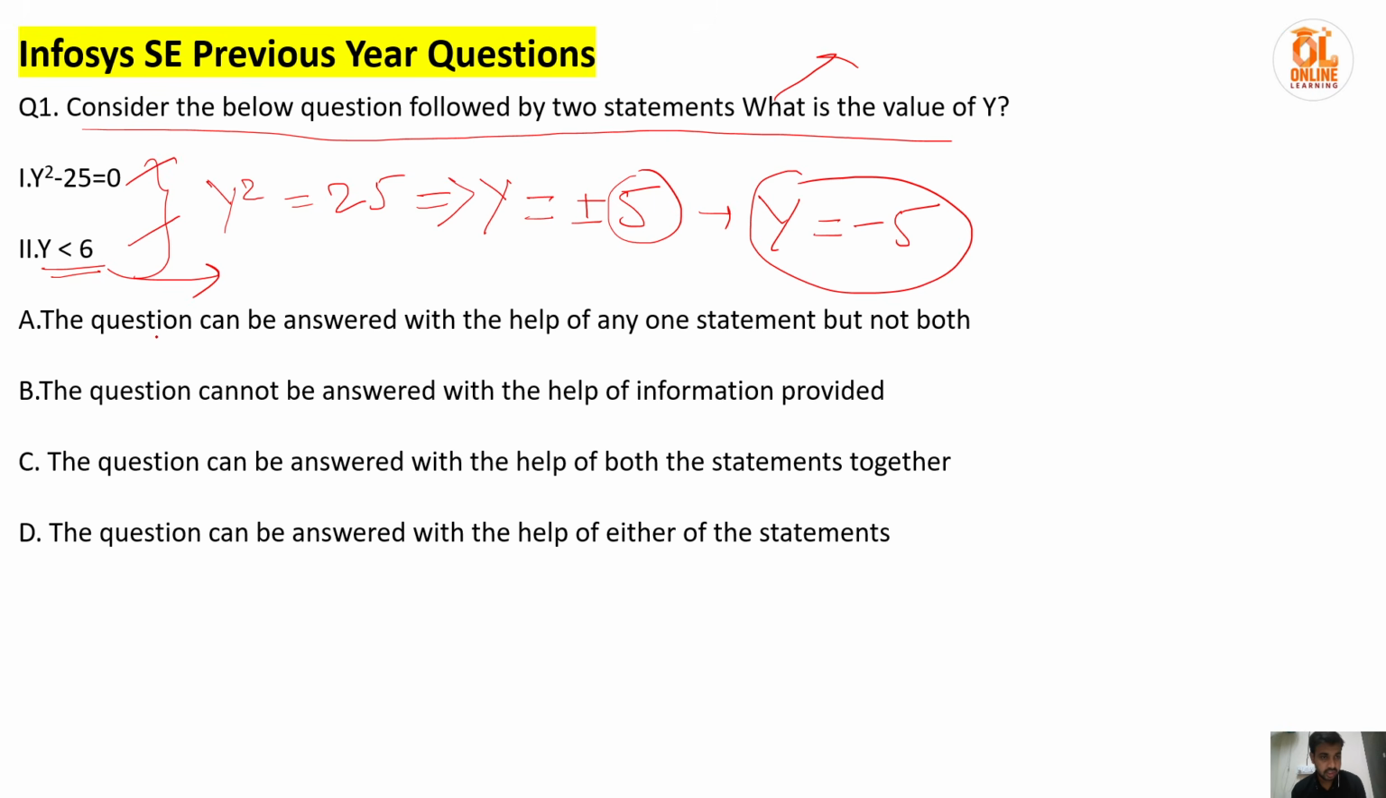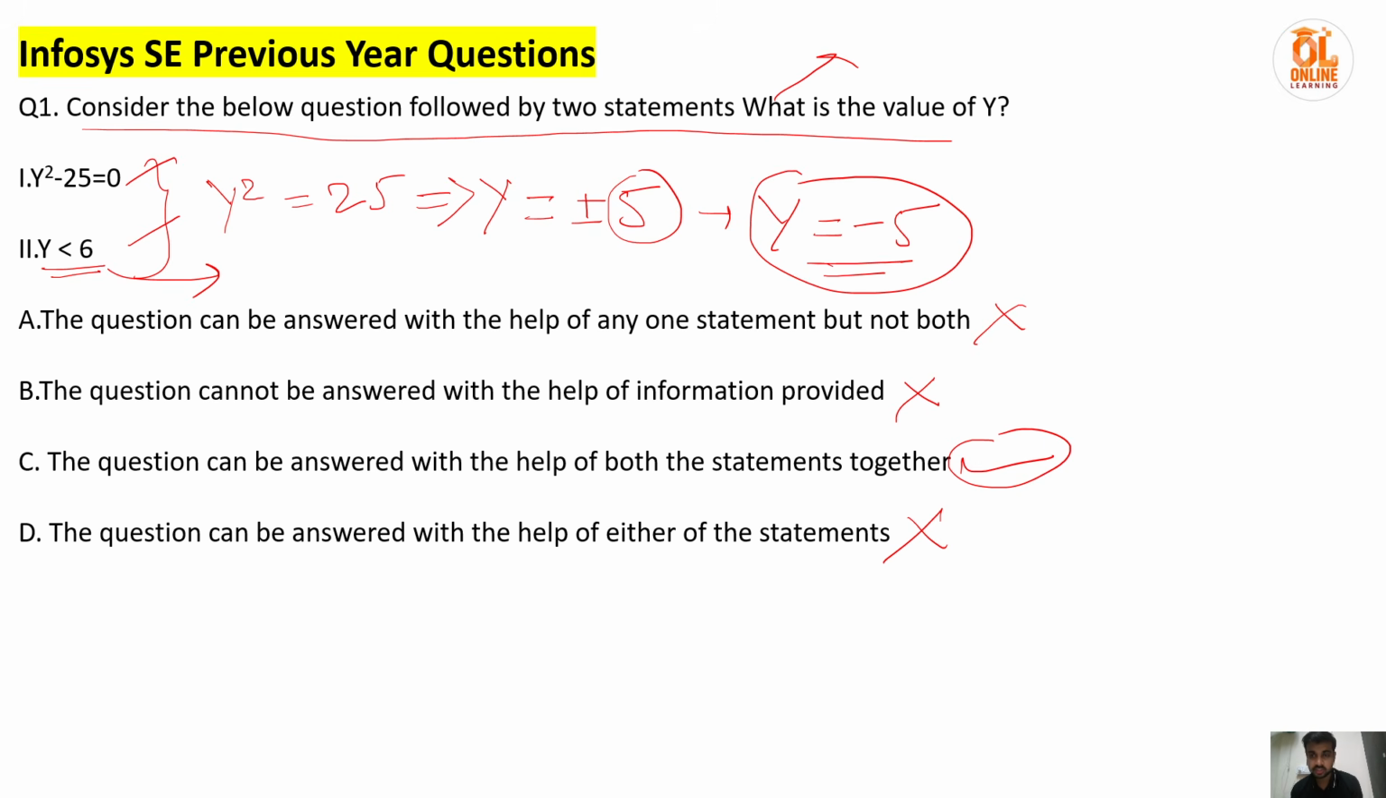So see, the question can be answered with the help of any one statement but not both. This is wrong. It cannot be answered by any one statement. We cannot get the exact value of y. The question cannot be answered with the help of information provided. This is also wrong because we are getting the value. The question can be answered with the help of both the statements together. So this is the right answer. The question can be answered with the help of either of the statements. It is again wrong. I hope you have understood. If you have any doubt, you can let me know in the comment section.